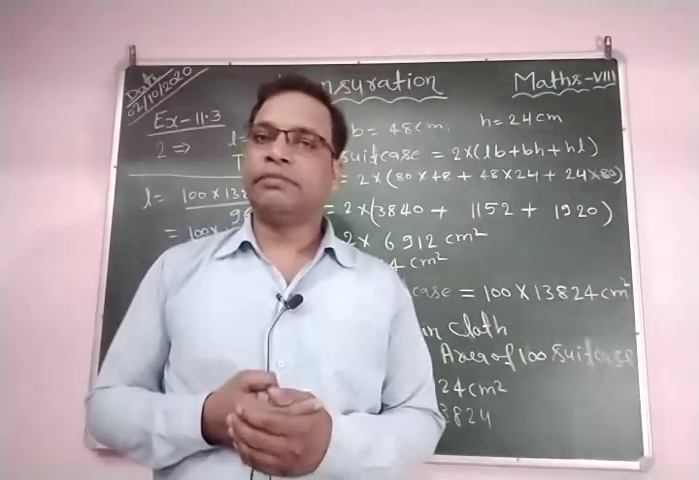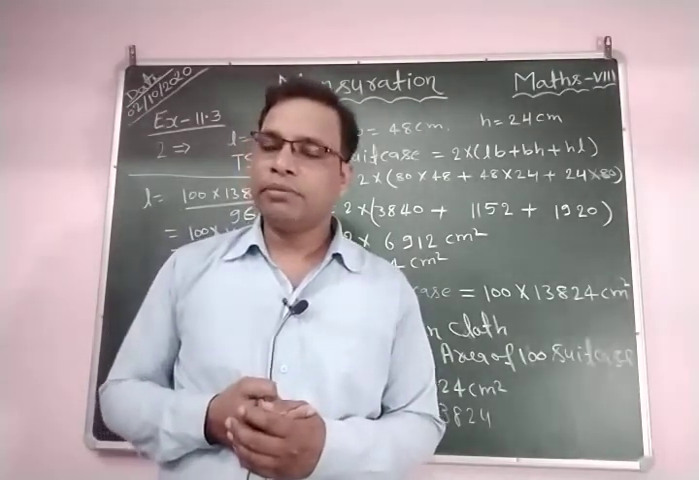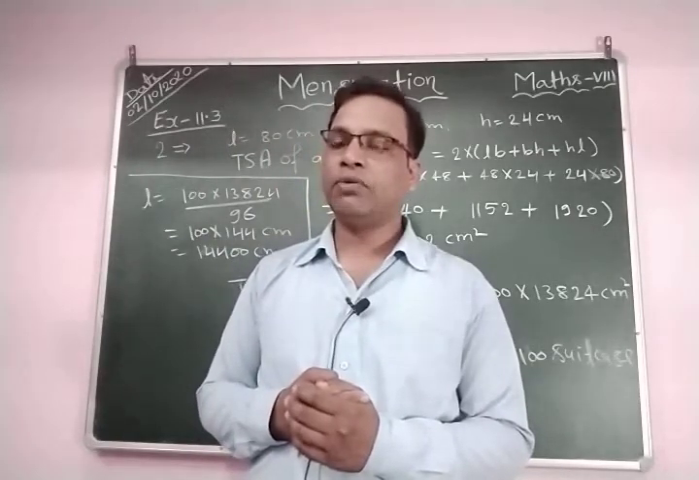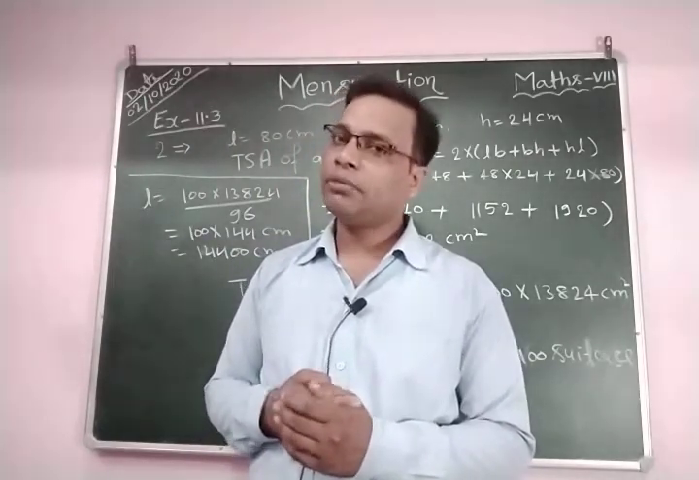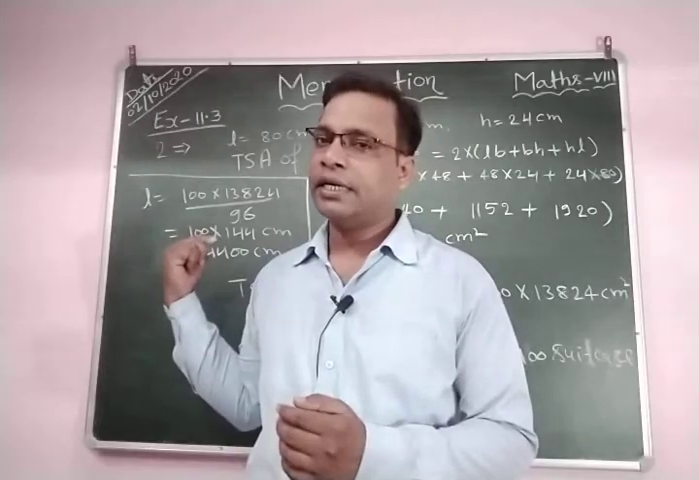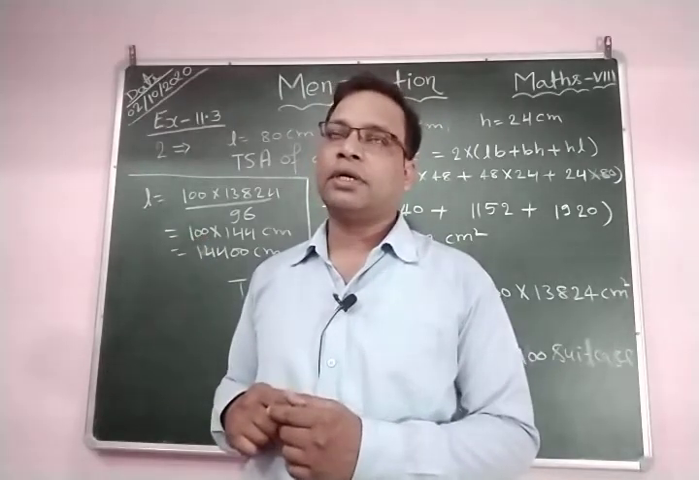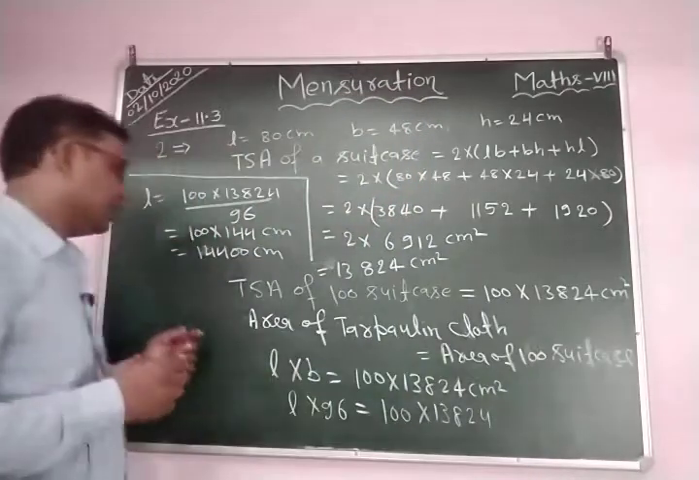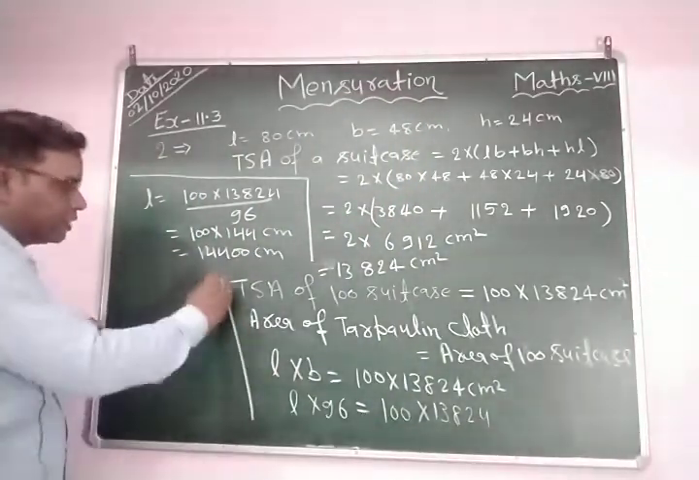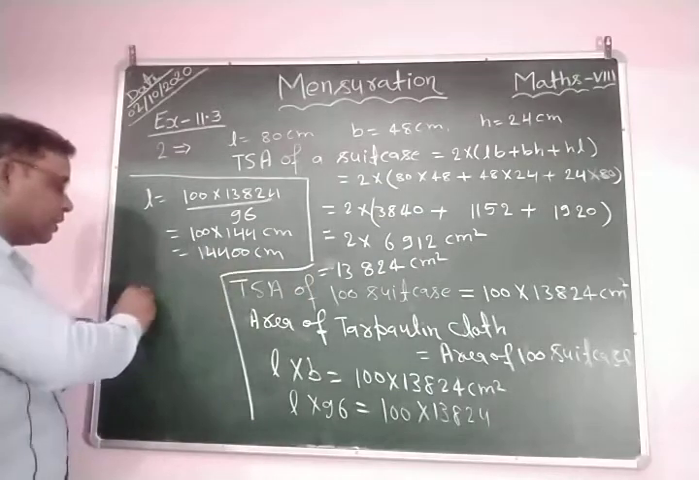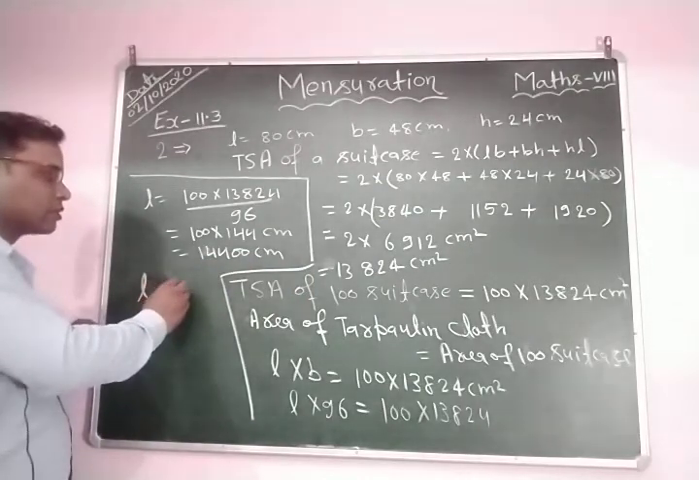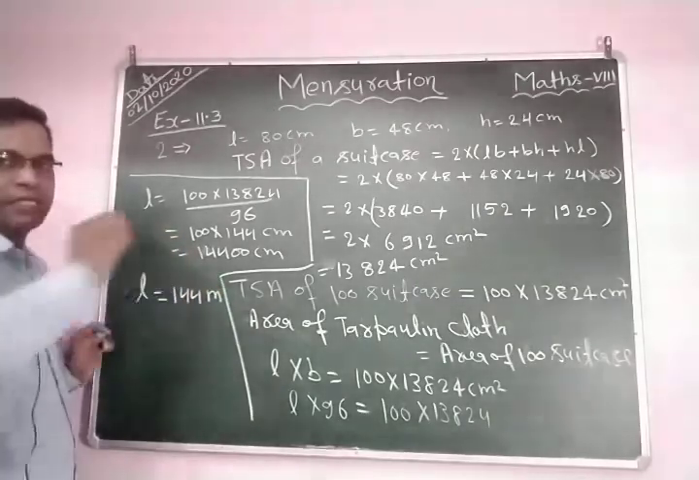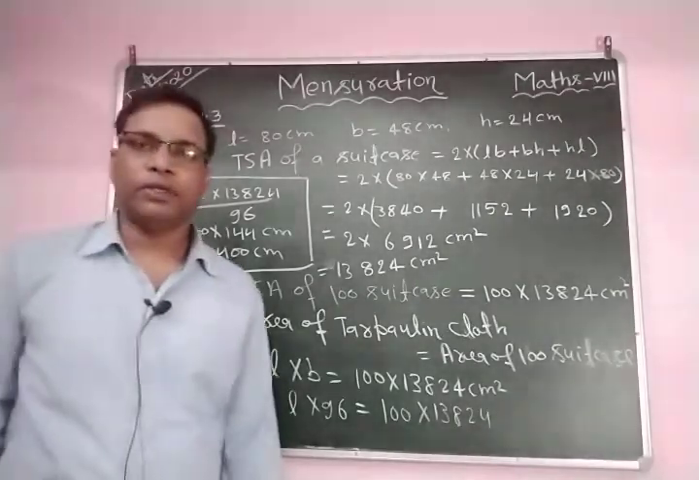If you convert this into meters, you know very well 1 meter is equal to 100 centimeters. If you divide it by 100, then you obtain the length of the tarpaulin cloth in meters. So the length of the tarpaulin cloth is 144 meters. Students, I hope all of you understood this question.